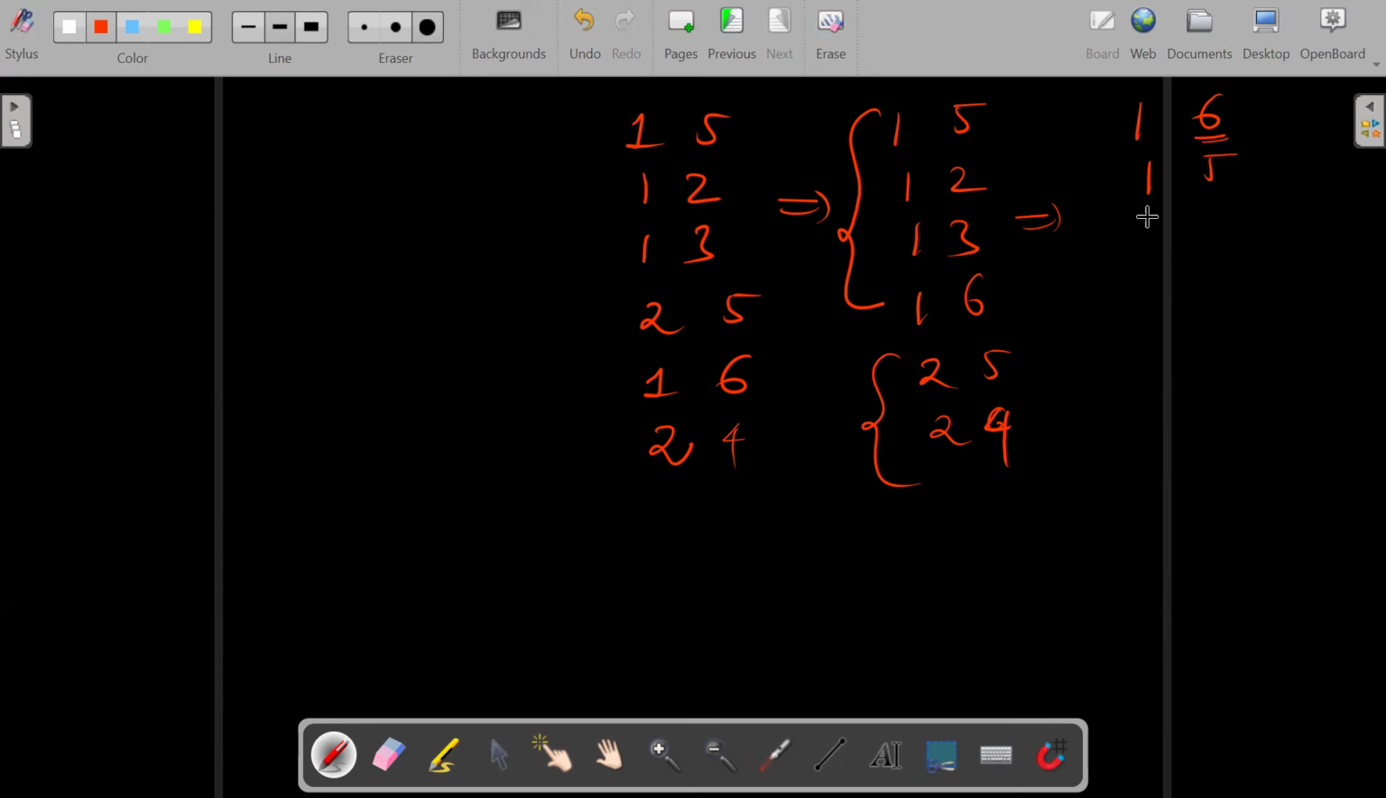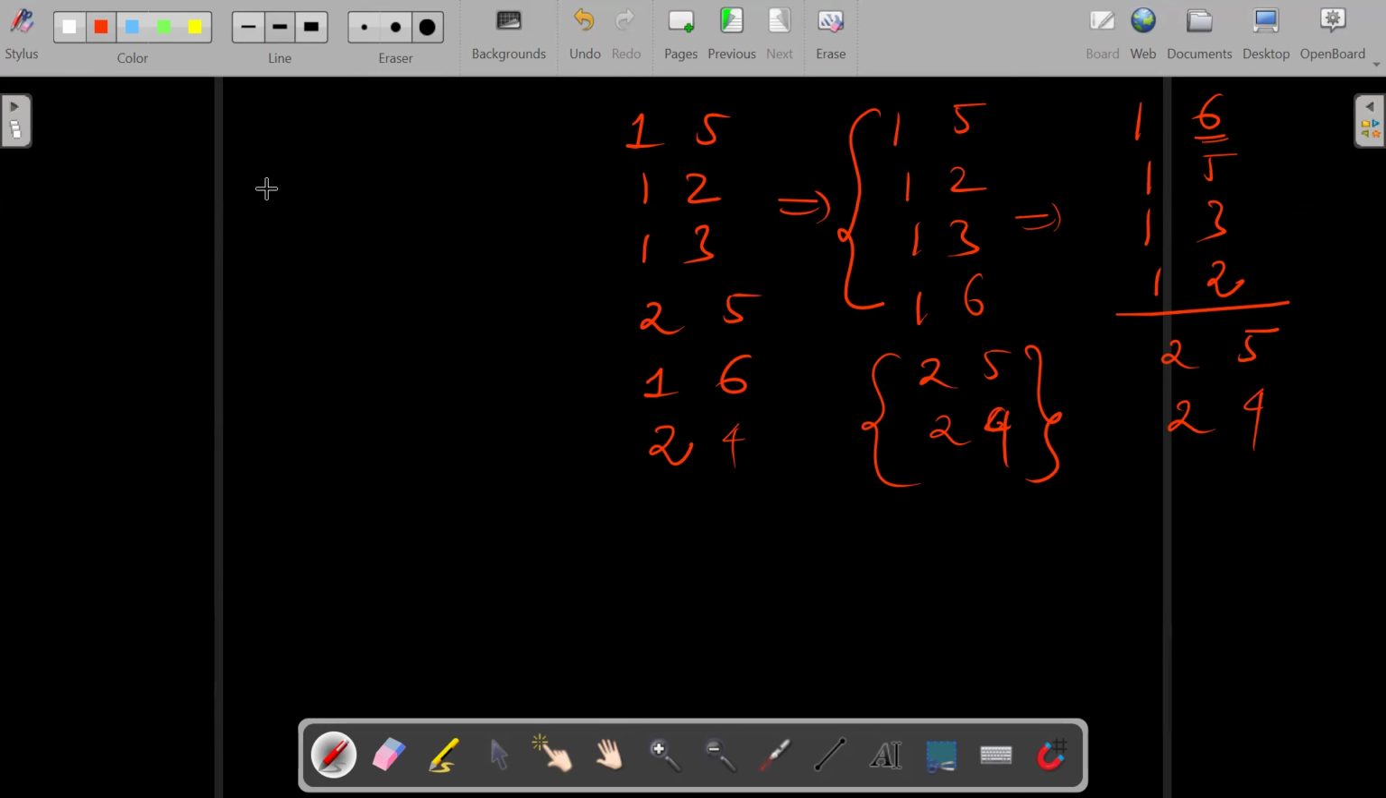Post that, it would be 1, 5. After that, it can be 1, 3. After that, it can be 1, 2, right? And after that, these ranges would be getting rearranged. I think already the arrangement is intact. The farthest ending point among all those ranges having start point 2, which is 2, 5, is there already at the top. After that, 2, 4 comes in.